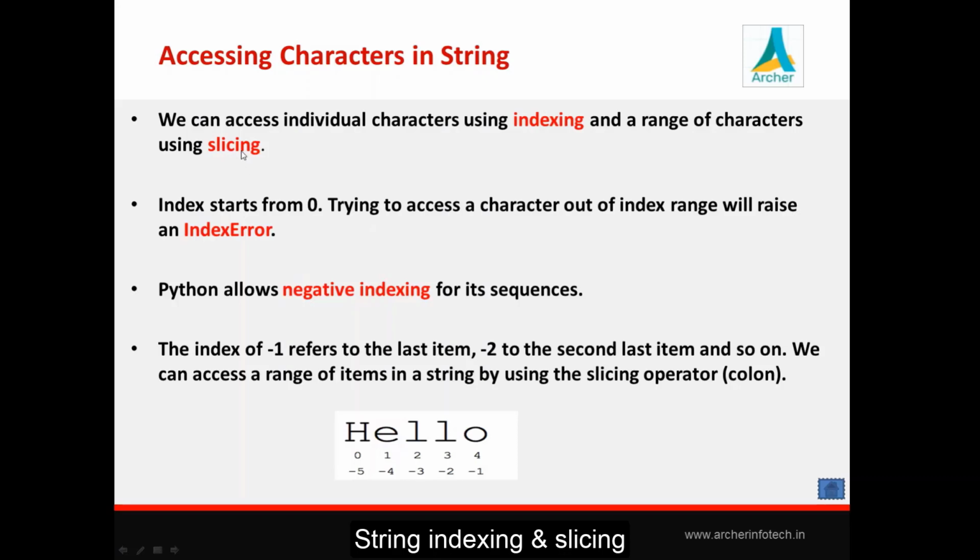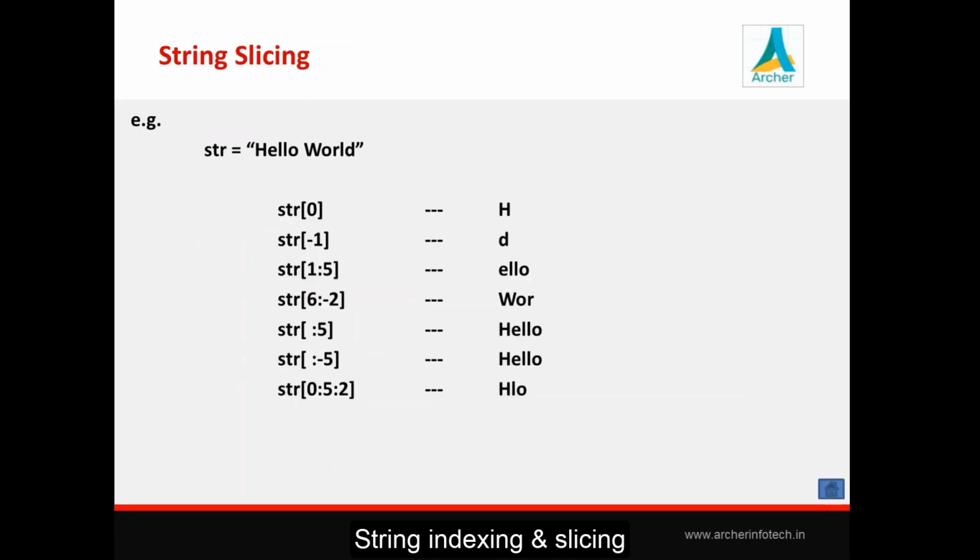Now we'll come to this option, that is slicing. We can access a range of characters also by using the slicing operator. The slicing operator is nothing but a colon. Just check it. We consider this is your string hello world. This option we have seen to access a single character using a positive index. We have seen this option also, accessing a single character using a negative index. Now we want to see this option, that we can access a range of characters by using the slicing operator colon.